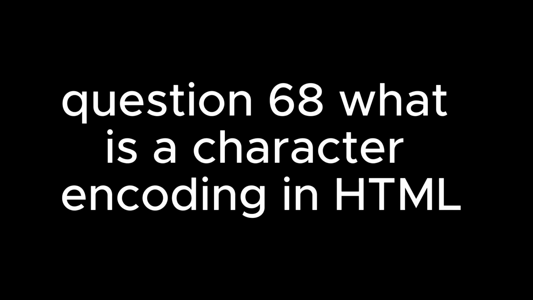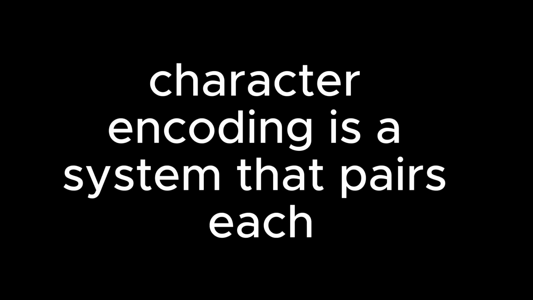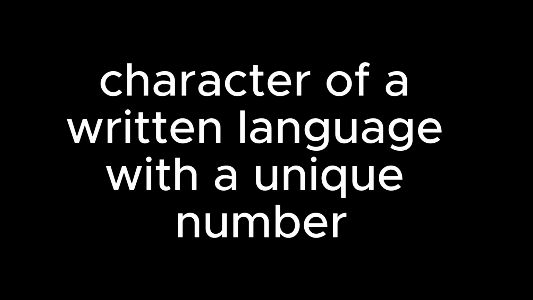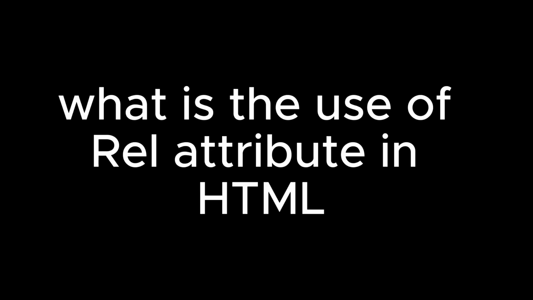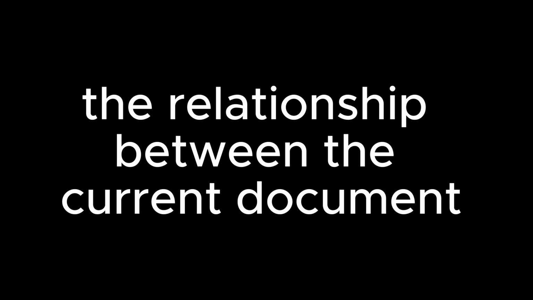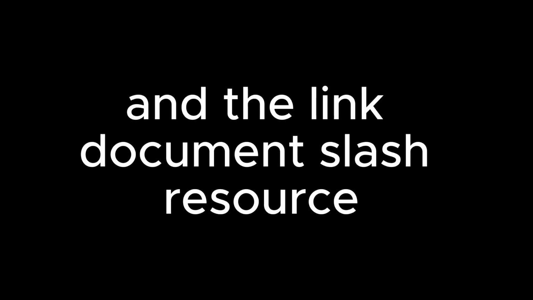Question 68. What is a character encoding in HTML? Answer. Character encoding is a system that pairs each character of a written language with a unique number. Question 69. What is the use of rel attribute in HTML? Answer. The rel attribute specifies the relationship between the current document and the linked document or resource.